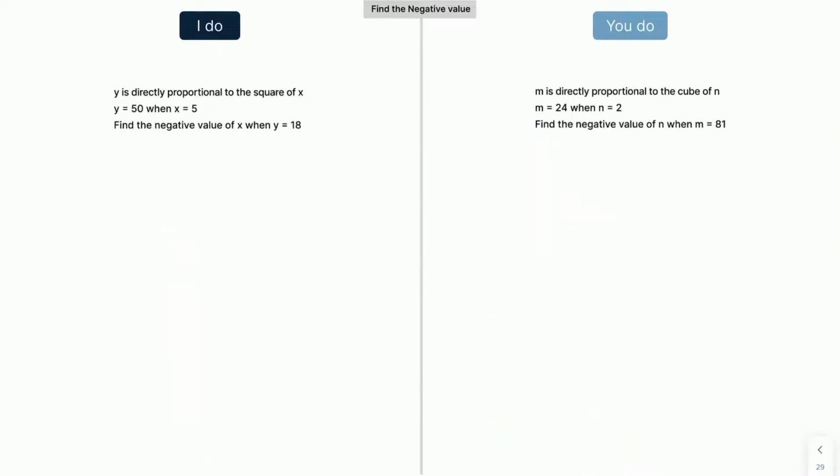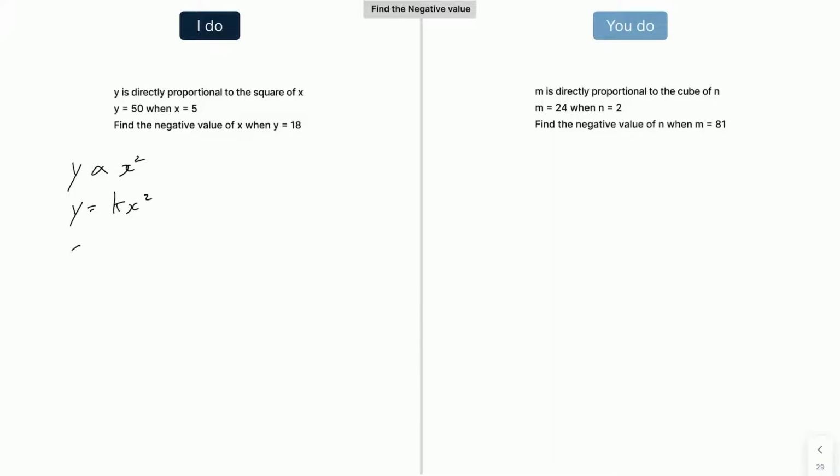And now we're looking at, well, sometimes a question can ask you something like find the negative value of x. And what exactly does find the negative value mean? So if you work through this question, it says that y is directly proportional to the square of x. Writing that as an equation becomes this. We've done that many times.